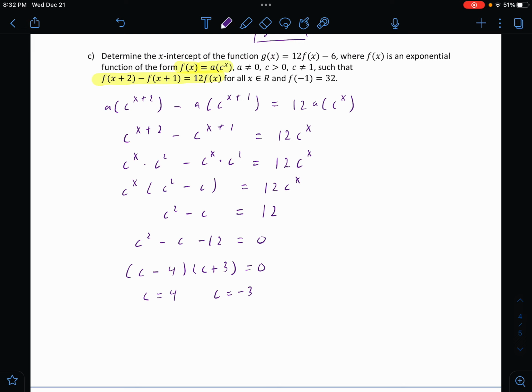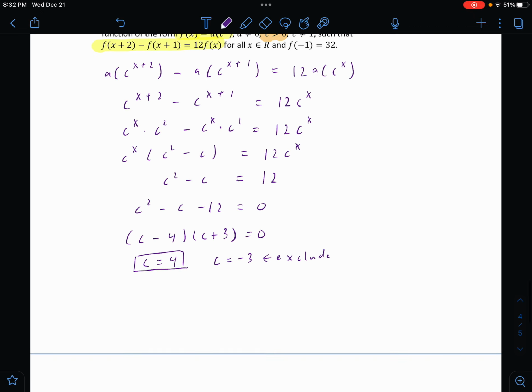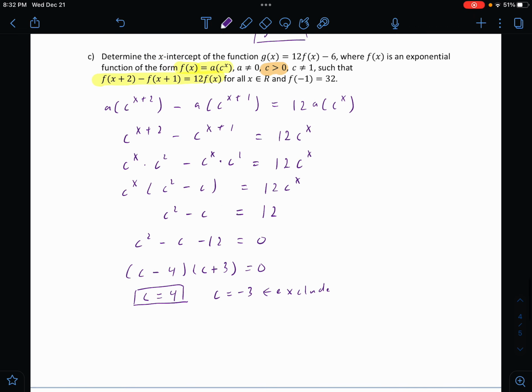Now we're told that c has to be more than 0. Right? We're told that here. So that means that we would have to exclude c equal to negative 3. We would have to exclude this value. So c would have to equal 4. So now we know what c is.